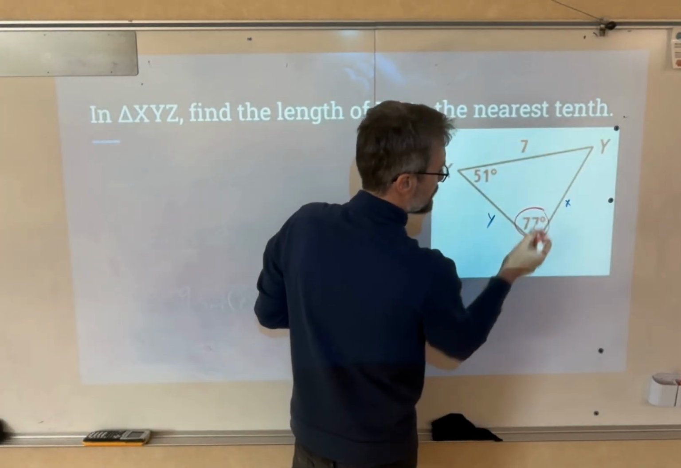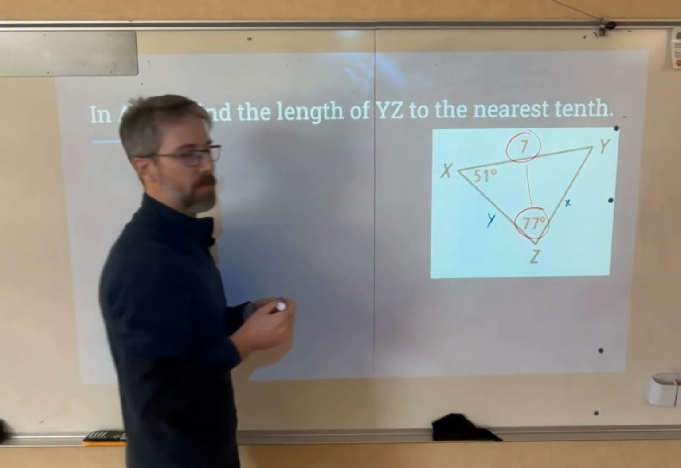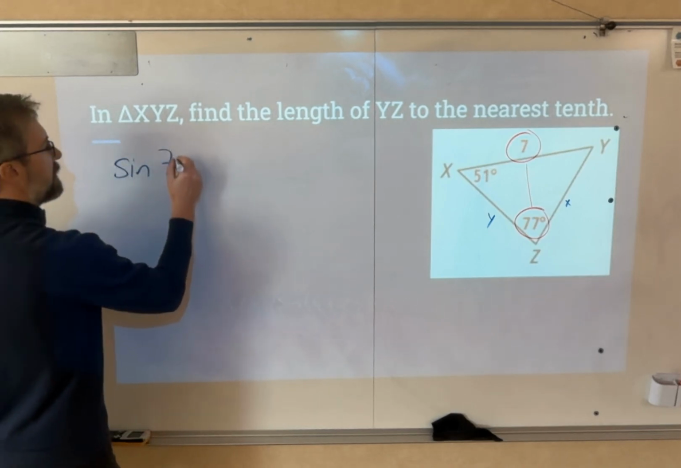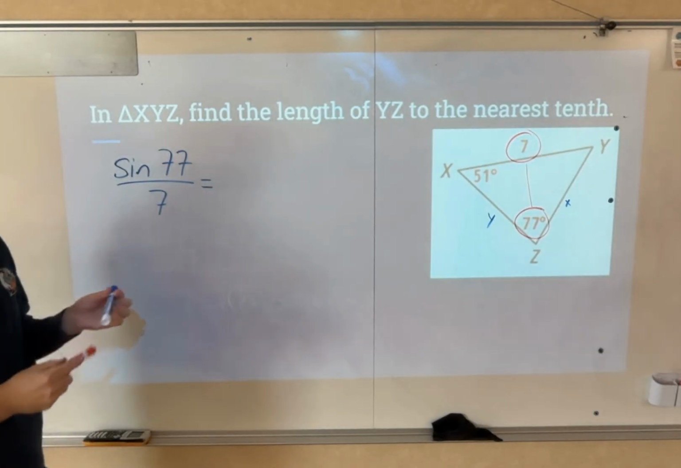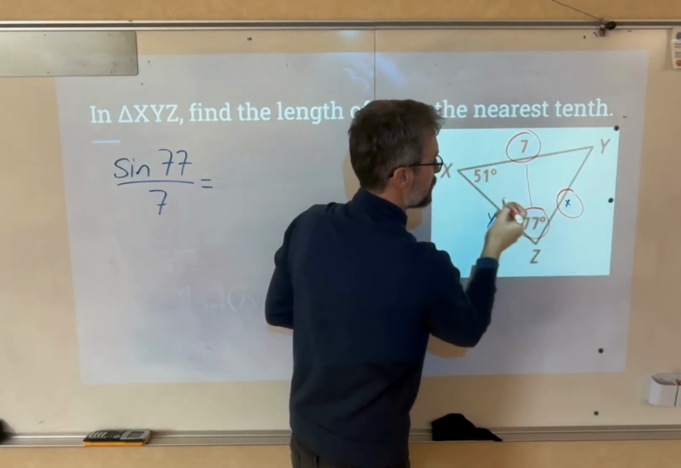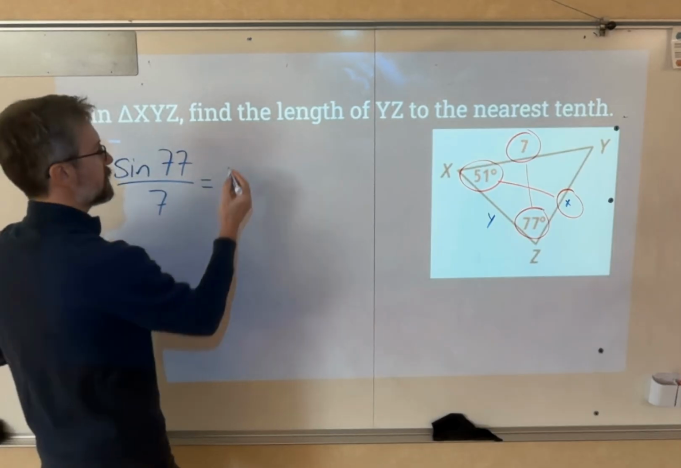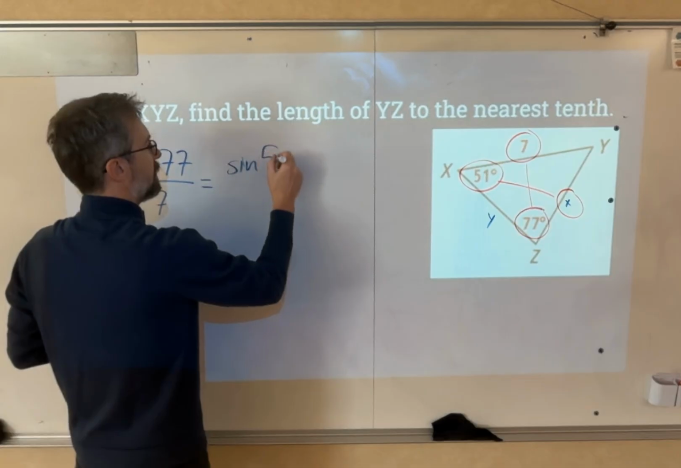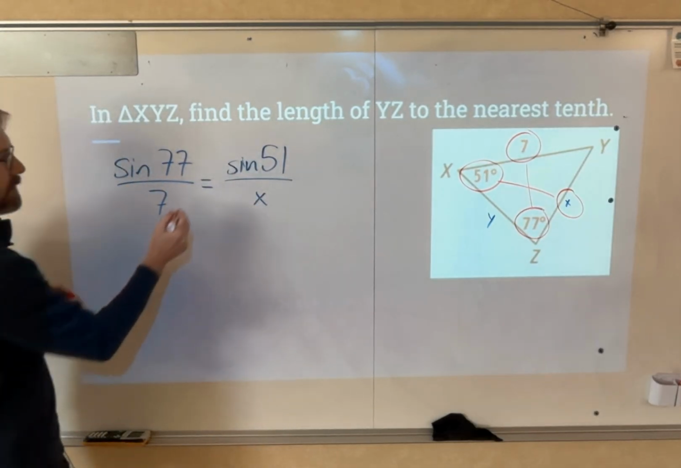I have that this is a 77-degree angle and this side length is 7. So this is one of the pairs from my law of sines. I can start this out by saying this is sine of 77 degrees over 7. That's one of my fractions, right? The other one, now I'm looking for side x, so I need to use the angle that's opposite side x, which is 51 degrees. So my other one, sine 51 over lowercase x.